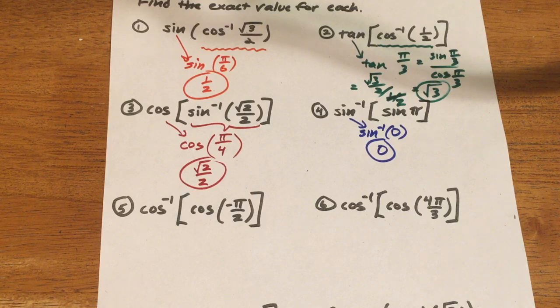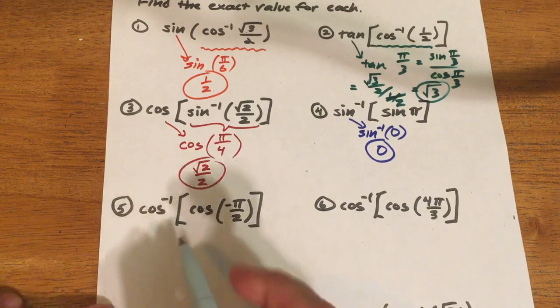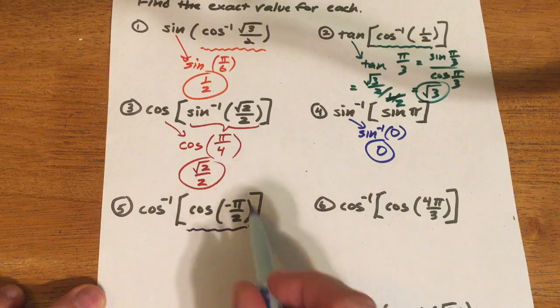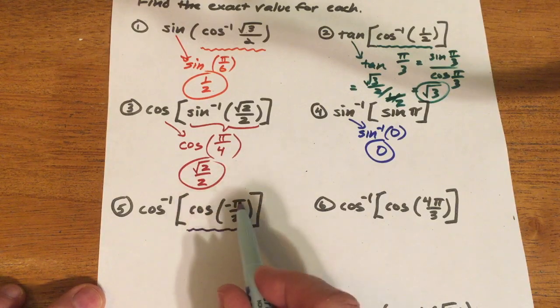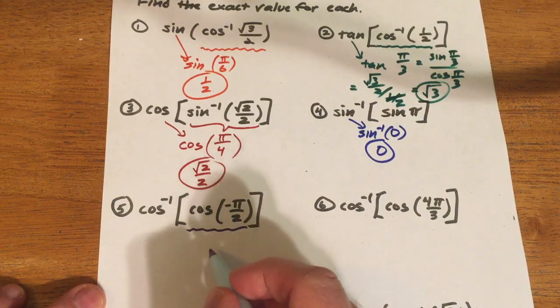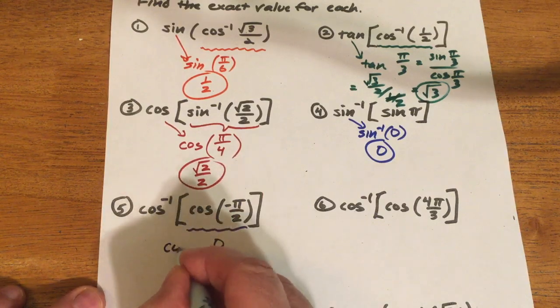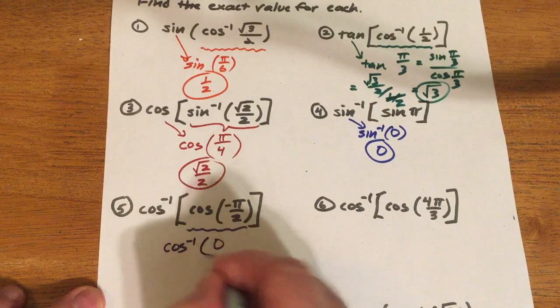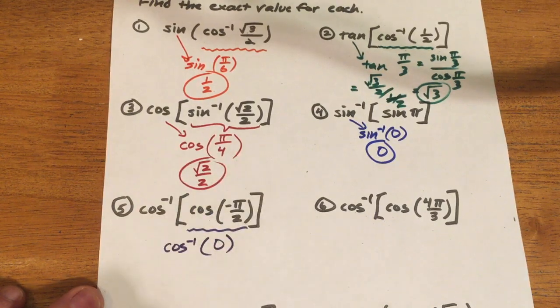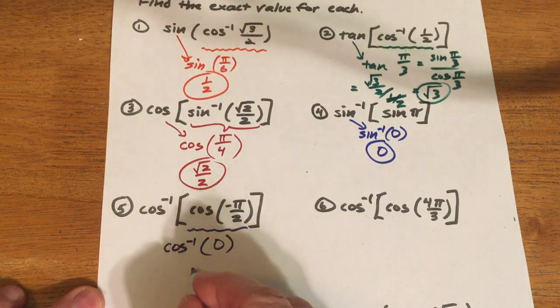Okay, let's take a look at problems 5 and 6. Doing the same thing that we did earlier here. We've got the inside right here. What's cosine of negative pi over 2? That would end up being cosine of negative 90, which is 0. And so we're going to do the inverse cosine of 0. And what is the inverse cosine of 0? Pi over 2.